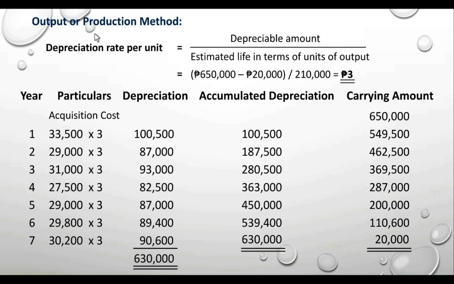Kaya ang dalawang depreciation methods na nabanggit, itong output or production method at yung nauna kong i-discuss sa previous part of this lecture series na working hours or service hours method ay tinatawag na variable charge or use factor or activity methods. Because the depreciation expenses vary from period to period. That's why the two methods are known as variable charge method of depreciation.